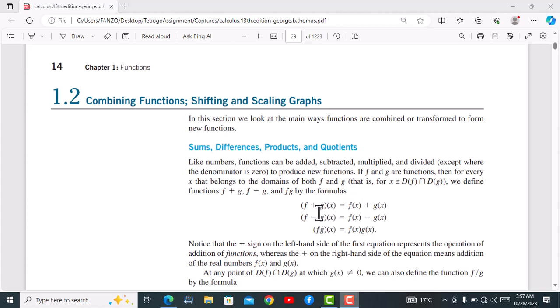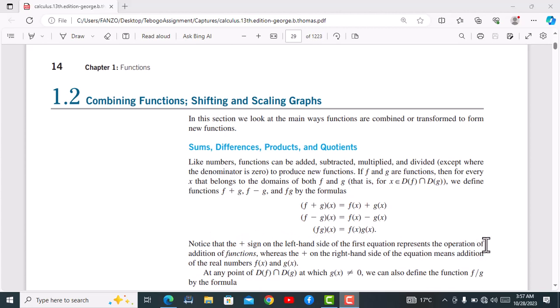So we can just continue in this. What we are doing here is just adding. Remember, these are functions. We are adding these functions. So you have f at x plus g at x, and then the difference is f at x minus g at x, and this is the product of the two functions.